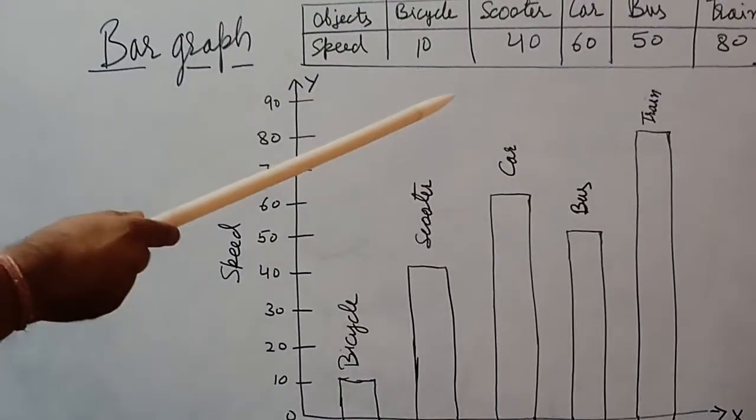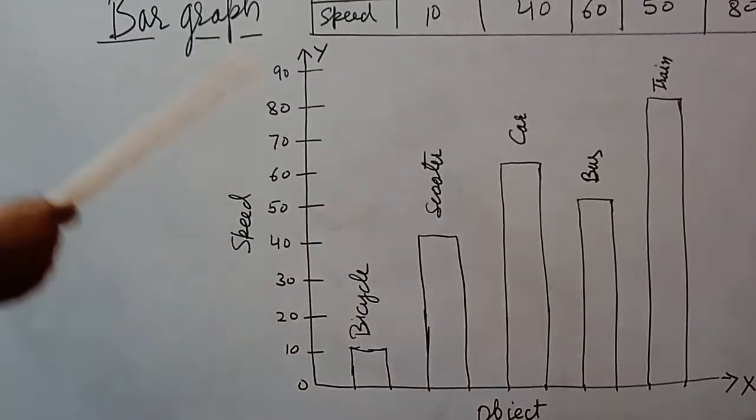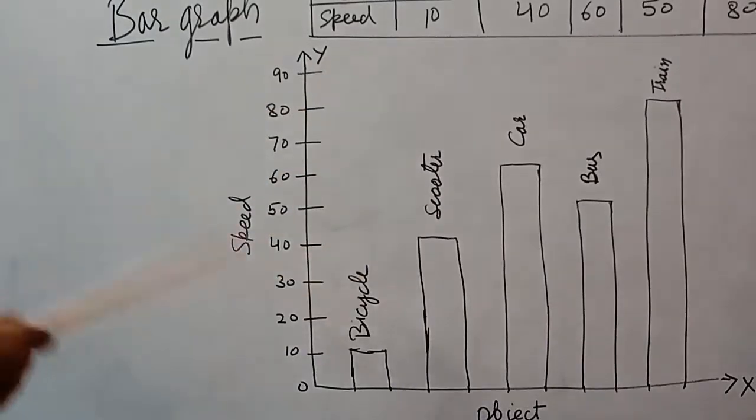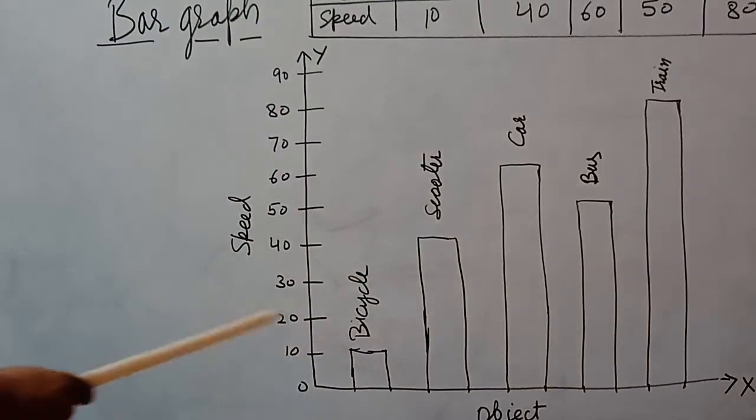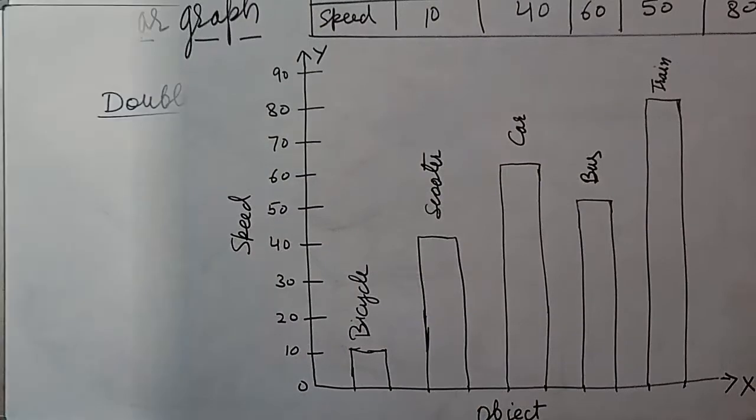So in that manner you will make a bar graph for this data that will show the speed of each particular object.